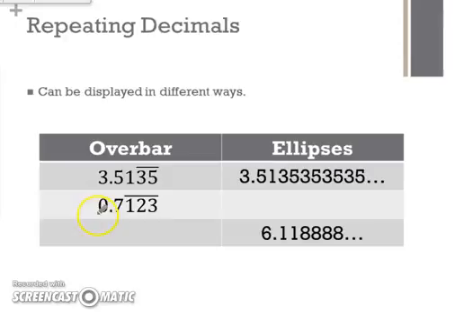The second one, 0.7123 repeating: we're repeating the chunk that's underneath that bar. So 0.7123, and then it repeats 123, 123, and so on. This last one, 6.118888, you want an over bar over the part that's repeating. Even though some digits come up more than one time, the part that goes on and on forever is the eights. So you'd write it as 6.11 and then 8 with an over bar over it, because only the 8 is repeating the entire way.